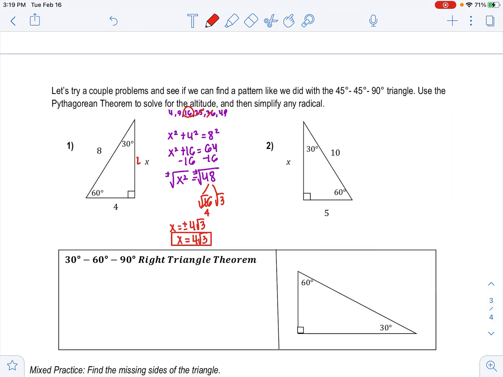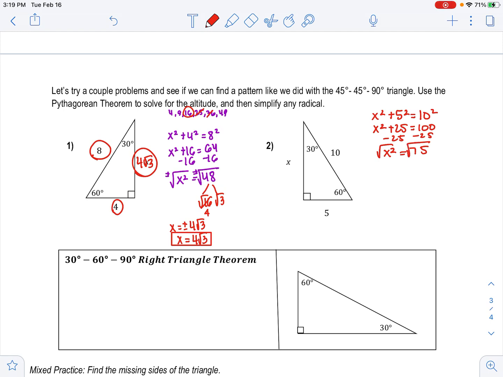Okay. All right. Let's try another one, because I see this is now 4 root 3. So I have 4, 8, and 4 root 3. Let's see if we can figure out a pattern if we have one more example. So we're going to do x squared plus 5 squared equals 10 squared. x squared plus 25 equals 100.